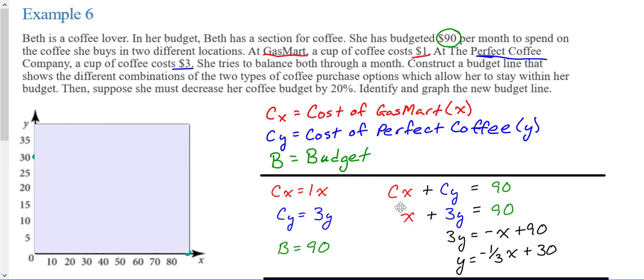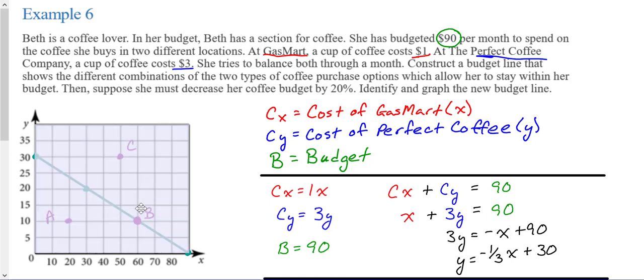So to create our line, we're going to write our equation out. 1x is the same as x, so we just wrote x there, plus 3y has to equal 90 or less. And then we are going to convert that into slope-intercept form by subtracting the x and then dividing everything by 3, and we end up with the line y equals negative 1/3 x plus 30. Now, if you remember from algebra and geometry, the number by the variable is our slope, and the number after the plus sign is our y-intercept.